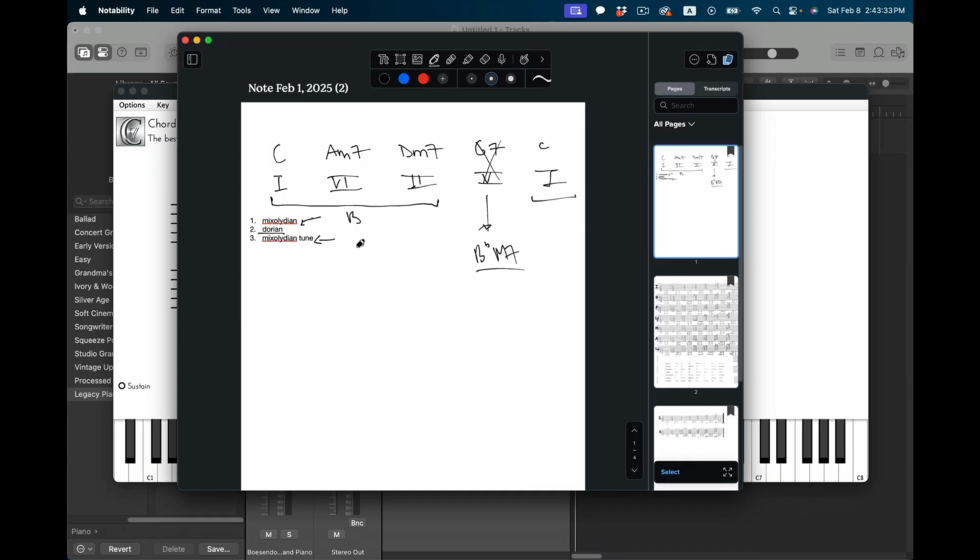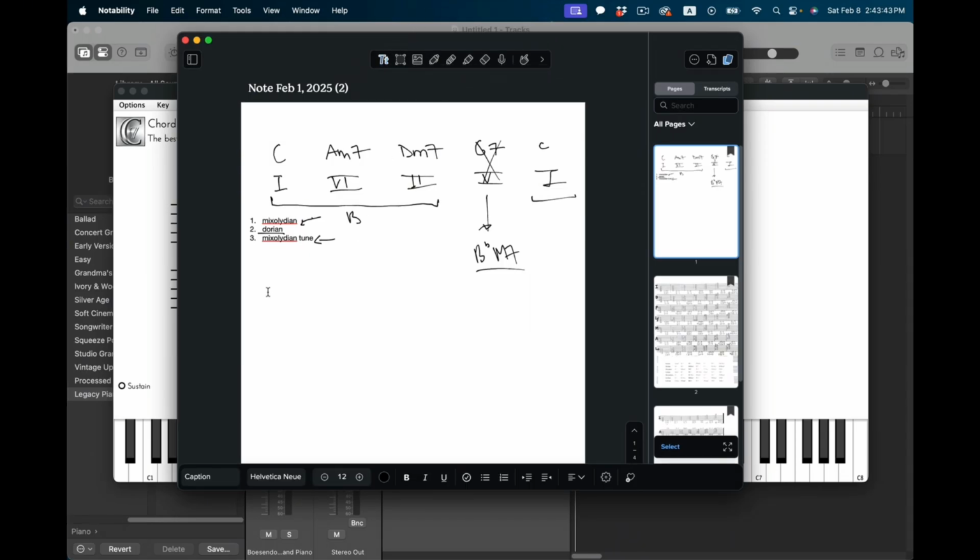Okay. Now, on the topic of common modes, let's just list the 3 most common modes. So the first one is major and minor, right? These are super common. Most of us know them. But the third is actually Mixolydian.